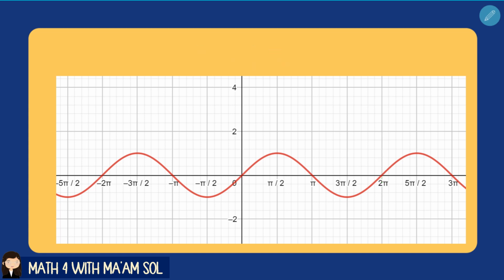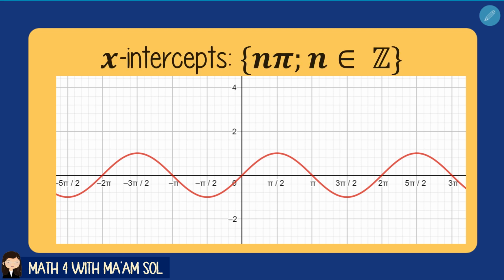Let us now check the points by which the graph intersects the x-axis. We observe that the graph intersects the x-axis for every x which is a multiple of pi. That means it intersects the x-axis at 0, pi, 2 pi, 3 pi, and so on. On the negative x-axis, it will intersect the x-axis at -pi, -2 pi, -3 pi, and so on. Thus, the x-intercepts of this graph are n pi, where n is an integer.